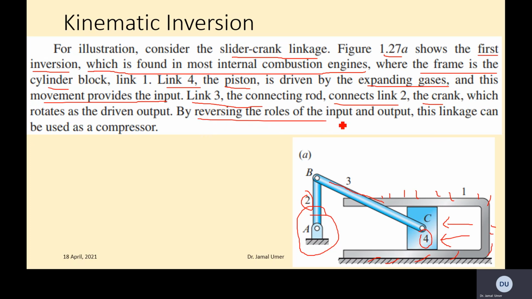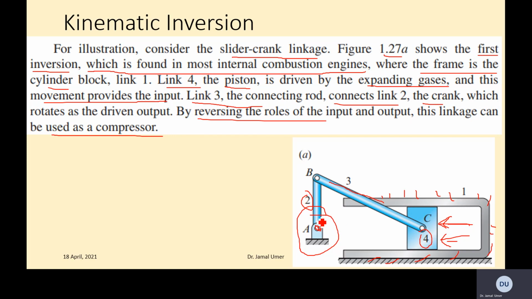By reversing the role of input and output, the linkage can be used as a compressor. So you know the difference between a compressor and an engine. In a typical engine, you have the high pressure gases which move the piston and push this connecting rod, and that connecting rod helps to move the crankshaft in one of the categories. So you take useful energy from this point A.